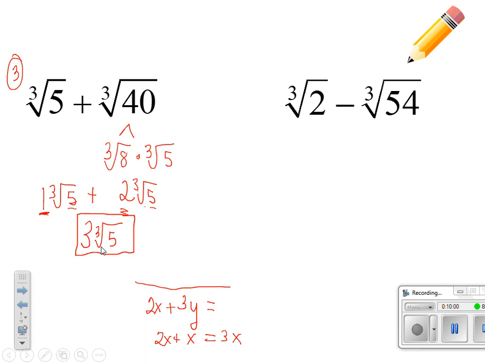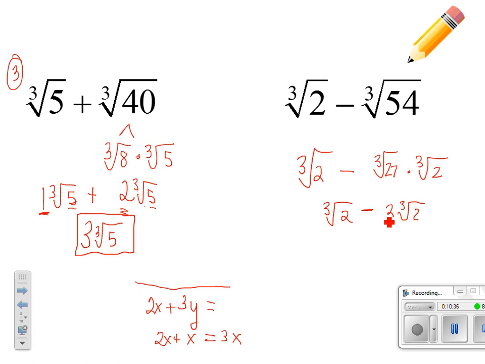Okay, let's try it again. The cube root of 2, subtract the cube root of 54. Well, to me, these don't look anything like each other. And the cube root of 2 can't be broken down any further, so I'm going to leave it the cube root of 2. But what about the cube root of 54? The cube root of 54 can be broken down into the cube root of 27 times the cube root of 2. The cube root of 27 is 3, and the cube root of 2 stays the cube root of 2. So I have the cube root of 2 subtract 3 cube roots of 2.